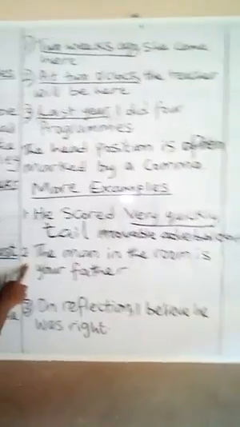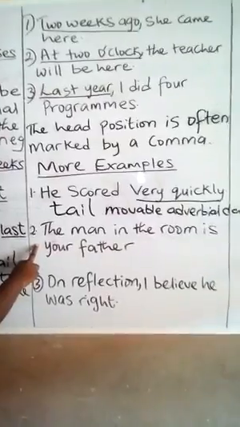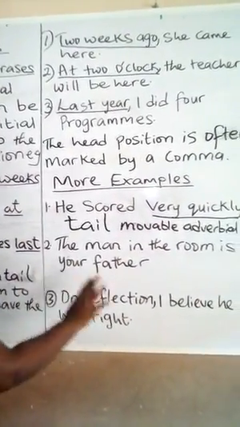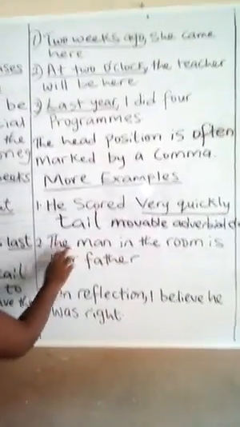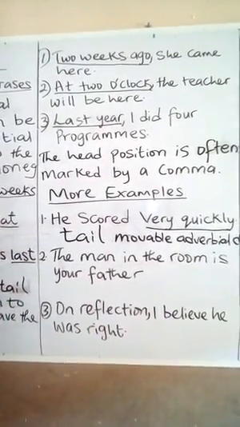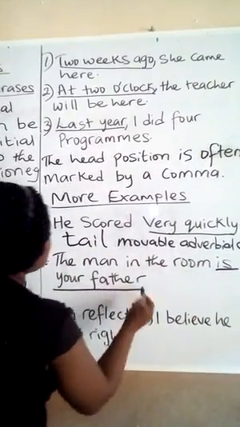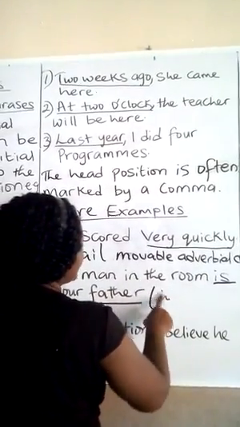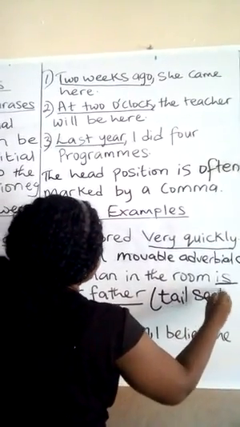Now let's look at number 2. The man in the room is your father. Again, there are no commas. It's not marked by a comma anywhere, and it's telling us about our subject here, the man. What happened to the man? He is in the room and he is your father. So it's a tail sentence or phrase.